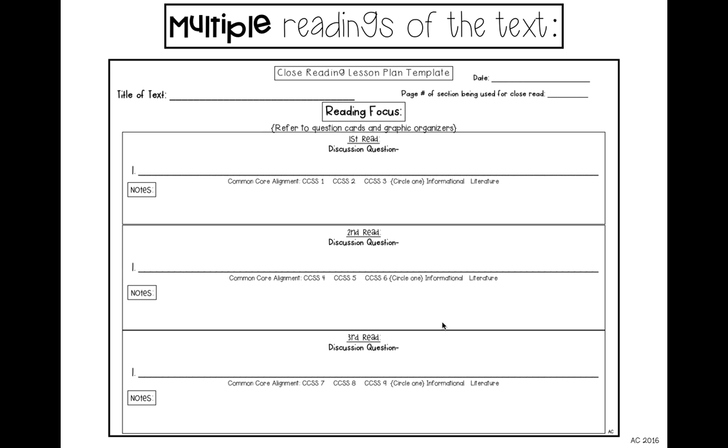So the multiple readings of the text, like I said, I do this over 3 days generally. Sometimes it takes longer depending on how the discussions go. The first read on the first day is generally shorter just because this is a quicker focus. So I include my question for the day, any notes, and which standard I'm addressing.